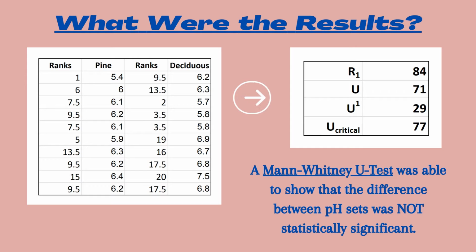To further evaluate our pH readings, we performed a Mann-Whitney U-test to determine whether or not our values posed a significant difference between tree types. Since U and U prime were lower than the U critical value, we accepted our null hypothesis that there was no statistical significance between the values. Now, let's take a look at the relationship between pH and the 3 variables we measured.